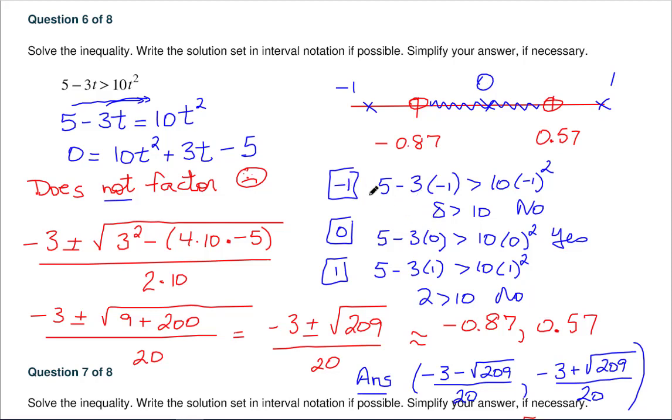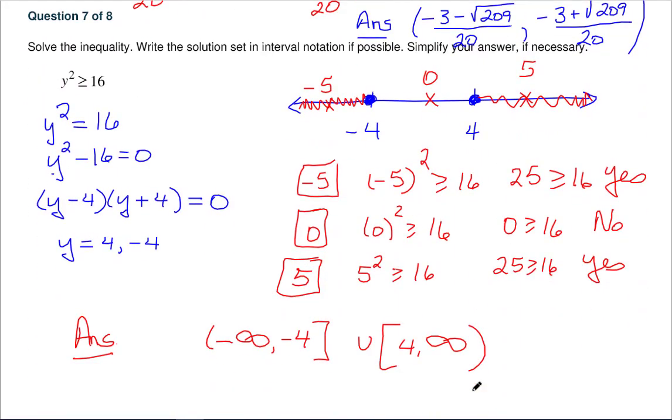Plugging in minus 1, is 8 bigger than 10? No. Is 5 bigger than 0? Yes. Plug in the 1. Is 2 bigger than 10? No. So the part that works is the stuff in the middle. And then now I put back in the radical notation for the two endpoints.